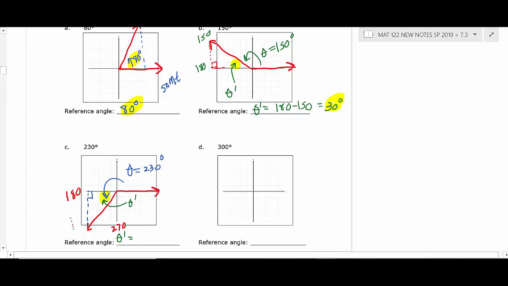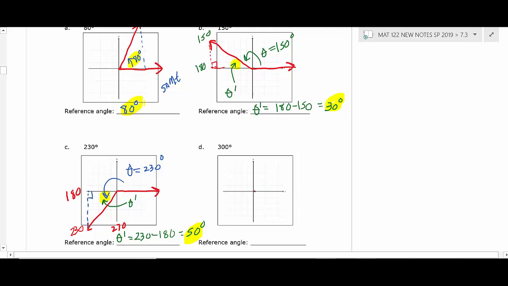So what you're doing is you're figuring out how far apart is 180 and 230. So you just do 230 minus 180 in that order. So you would end up getting, I think that's 50 degrees. Okay, so you would end up getting your reference angle of 50 degrees. So that angle I've got highlighted in yellow is 50 degrees. Okay, and notice we're getting acute angles for our answer in each situation.